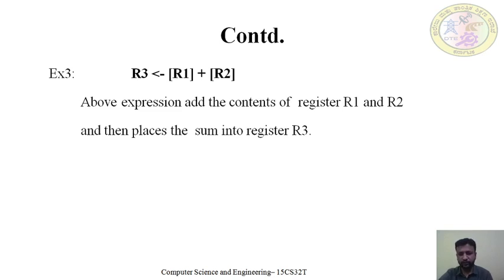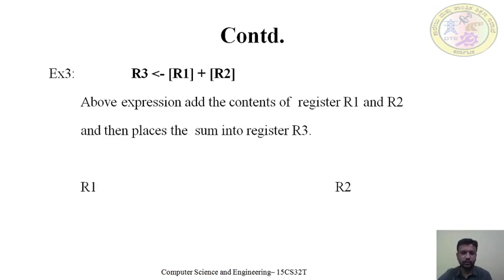So R3 ← [R1] + [R2], content of R1 plus content of R2. This notation represents adding the contents of registers R1 and R2 and placing the sum into register R3. So in this expression the contents of R1 are added to the contents of R2 and the result is stored in register R3.